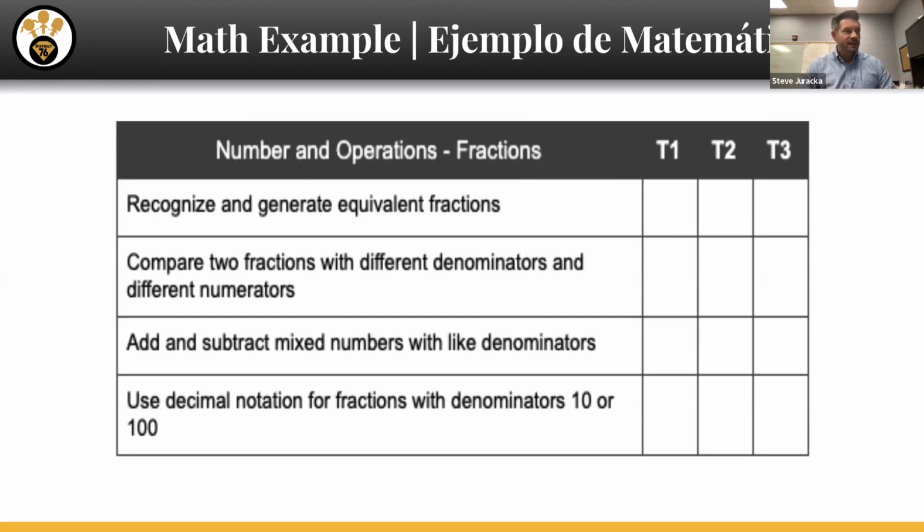But as you can see here, under numbers and operations related to fractions, a fourth grade student will be expected next year to recognize and generate equivalent fractions, compare two fractions with different denominators and different numerators, add and subtract mixed numbers with like denominators, and use decimal notation for fractions with denominators 10 or 100. So it adds, like I said before, more specificity to what we expect a fourth grade child to be able to accomplish at the end of fourth grade.